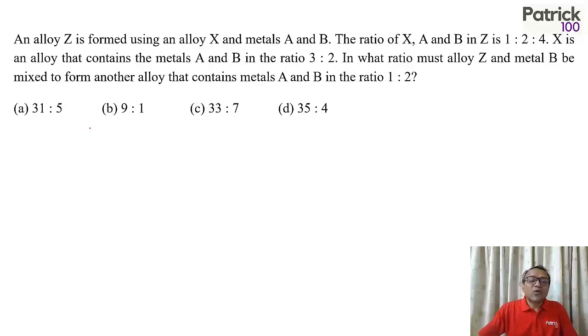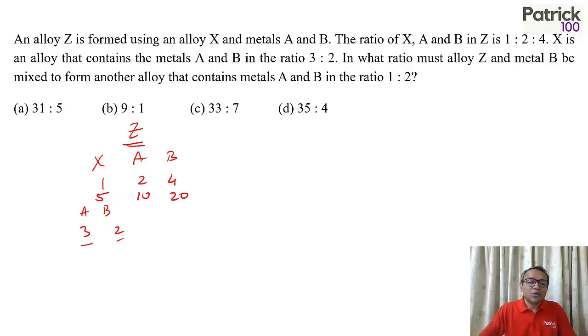So alloy Z is formed by mixing X, A and B in the ratio of 1, 2 and 4. And X itself is A and B, which is 3 and 2. So let me take X as 5, 3 and 2 is 5. Then A will be 10 out here, B will be 20 out here in Z. So in Z, if I only look at A and B, A is 10 plus 3, 13. B will be 20 plus 2, 22.